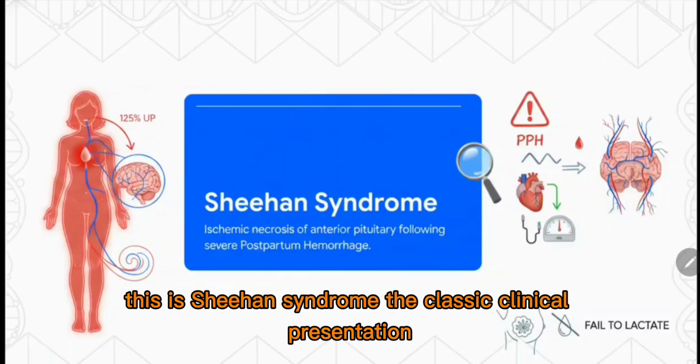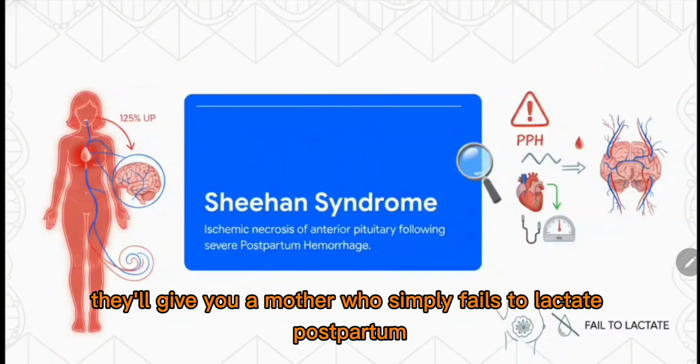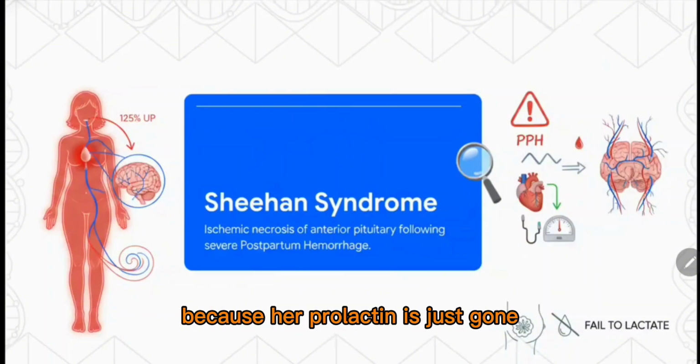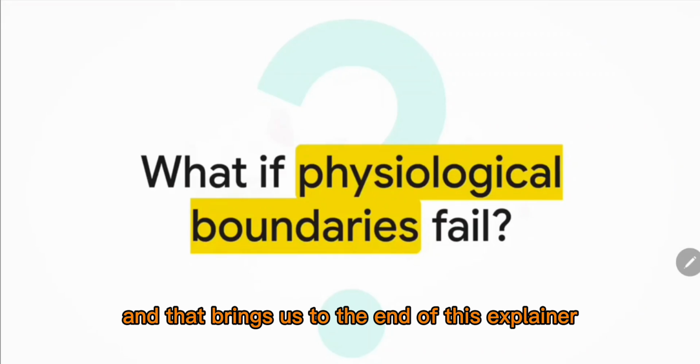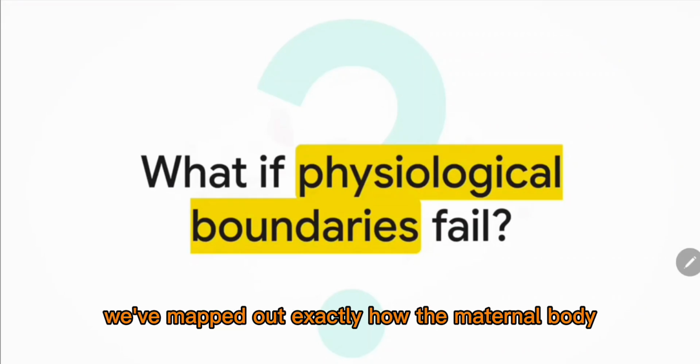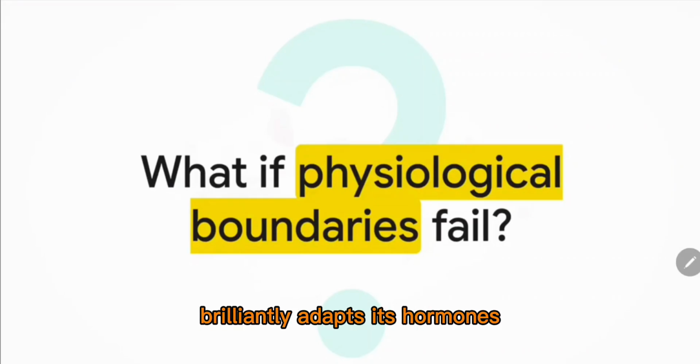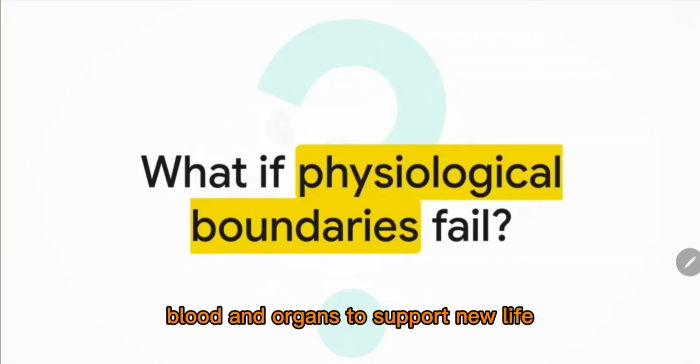This is Sheehan syndrome. The classic clinical presentation they'll give you, a mother who simply fails to lactate postpartum because her prolactin is just gone. And that brings us to the end of this explainer. We've mapped out exactly how the maternal body brilliantly adapts its hormones, blood, and organs to support new life.